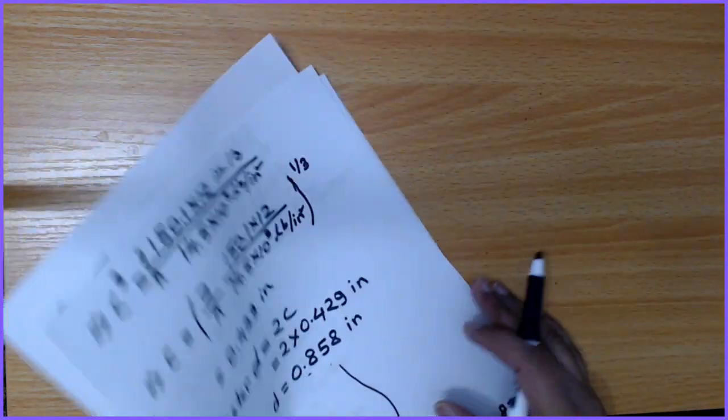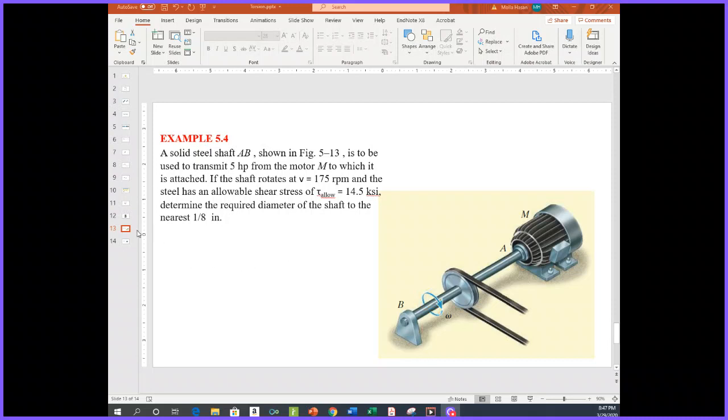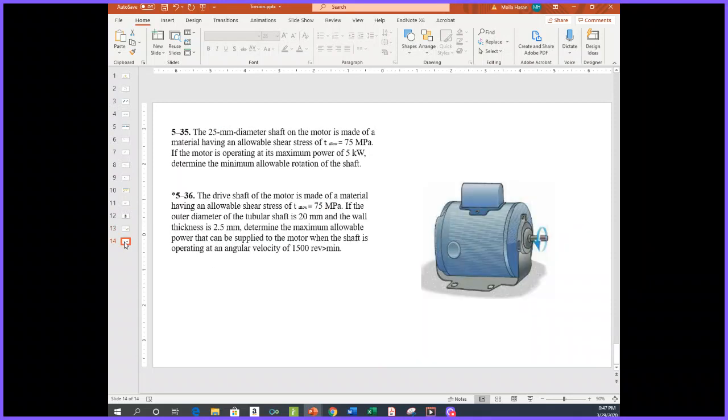Now we will move on and solve another problem. We're going to solve two problems from the book, problem 5-35 and 5-36. You will find these problems on page number 202. First let's read the description of the problem.